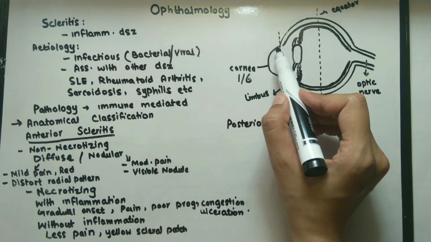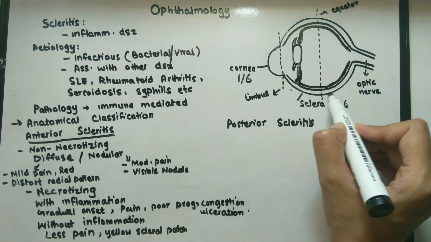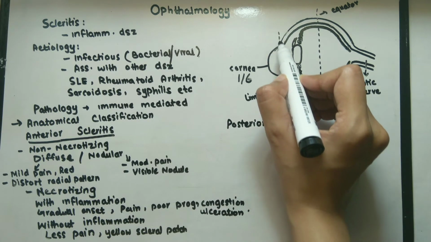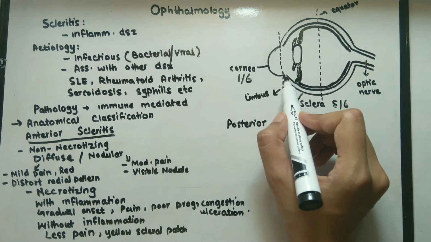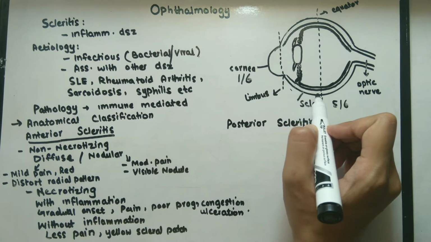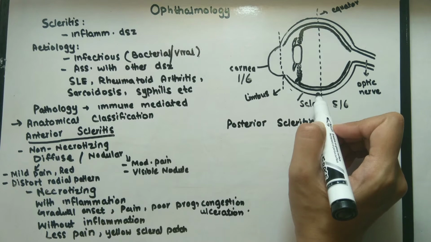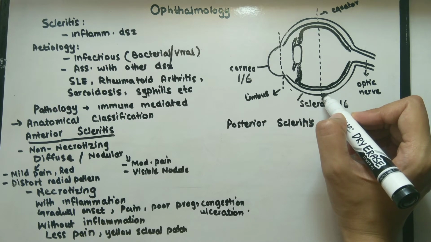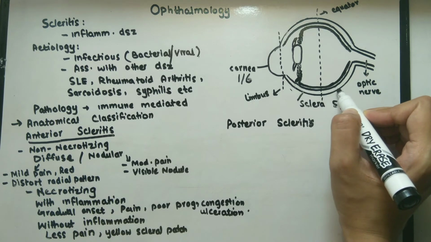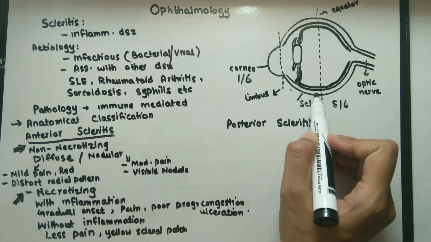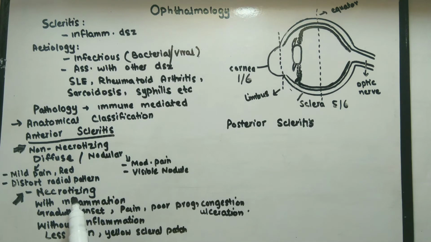If we look at the diagram of the eye, this portion is cornea and this portion is sclera. The line drawn here is limbus and the line drawn here is the equator of the eyeball. So the area between the limbus and equator of the eye represents the anterior scleritis, and the area from the equator up to here represents the posterior scleritis. So this anterior scleritis is further divided into non-necrotizing and necrotizing problems.